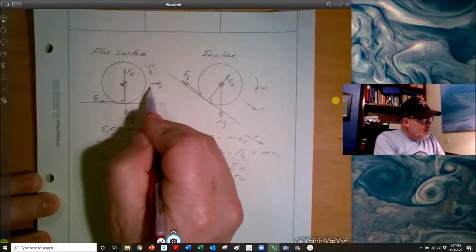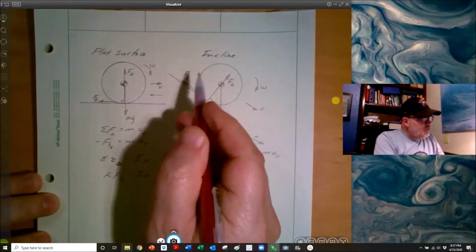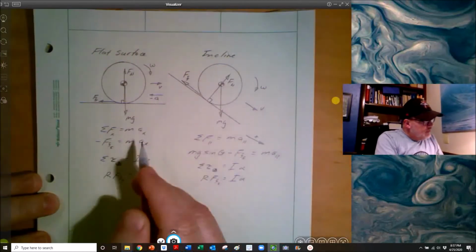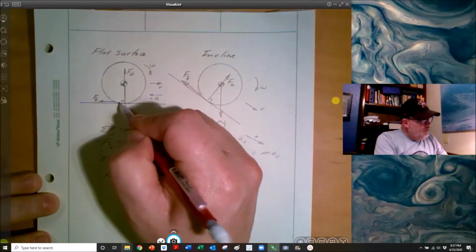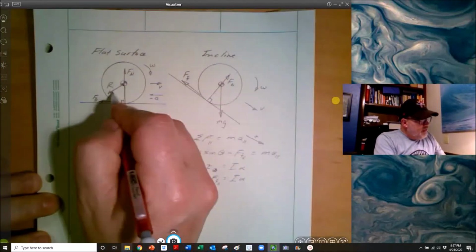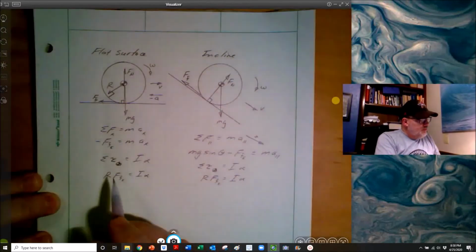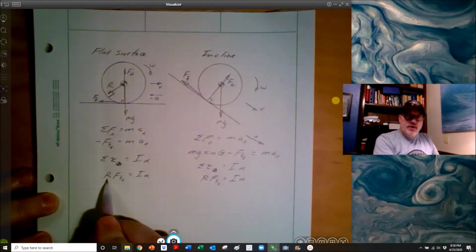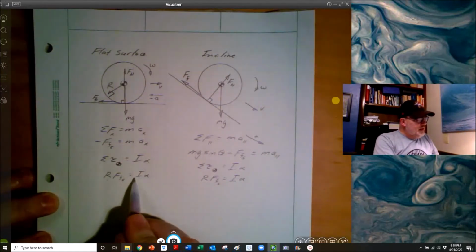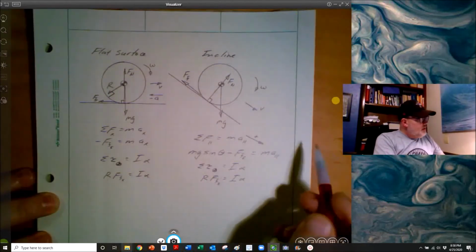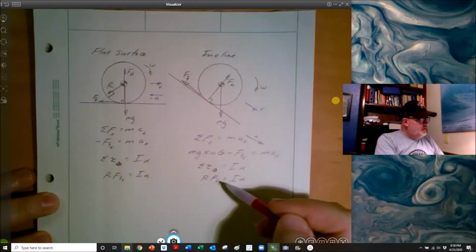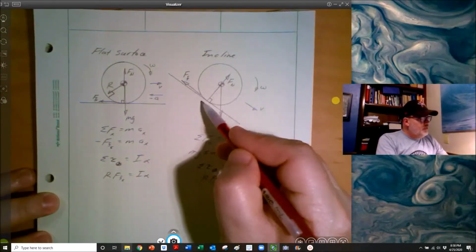So this object, even though it's moving to the right, should be accelerating backwards in the negative direction. For rotational, notice that we only have one torque, and that is, I'm going to call this a radius r, and that's perpendicular to this force. So we have one torque, which is r times F, the static friction force, equals I alpha. That is the same thing we get over here when it's on the incline, because nothing has really changed. It's the exact same setup for the torque.